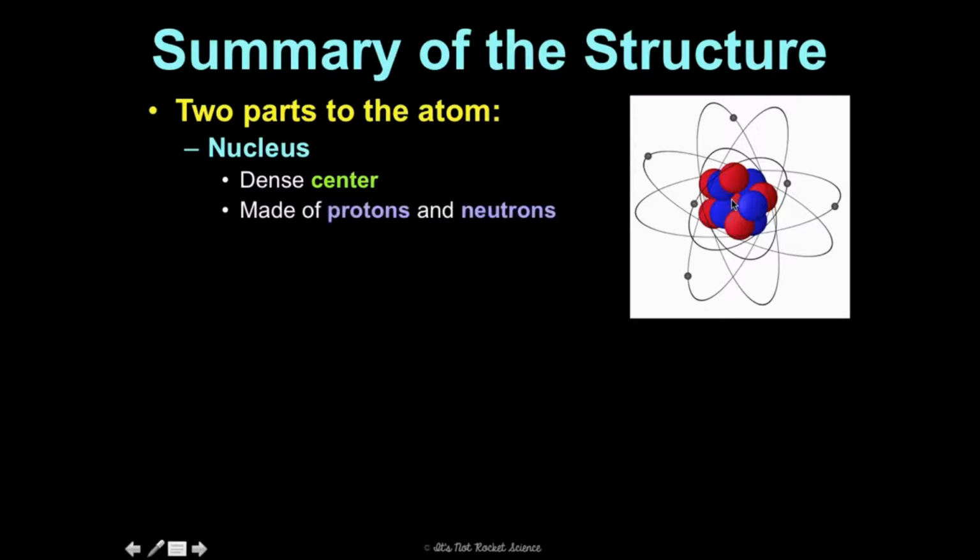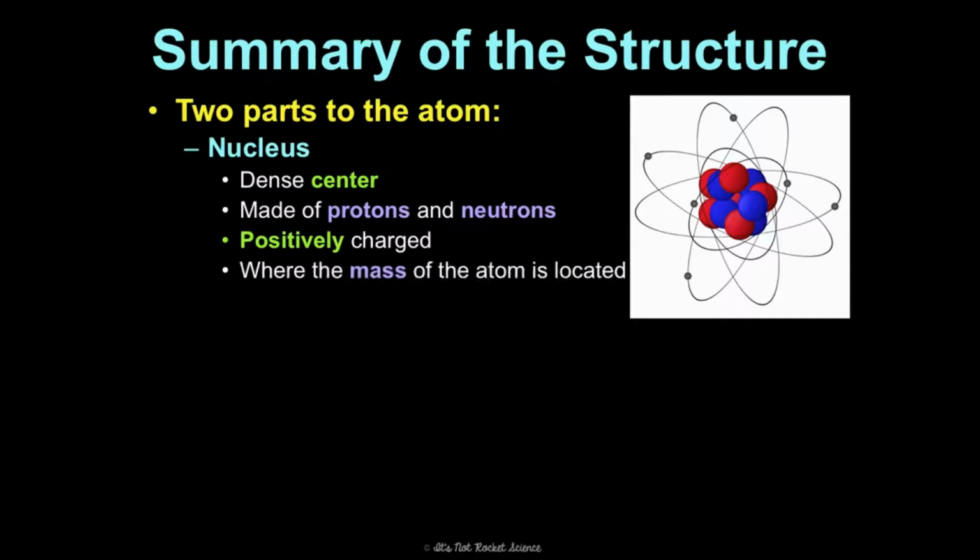It is made of two parts, protons and neutrons. It has an overall positive charge because of those protons. And it's very dense. Because it's so dense, that's where the mass of the atom is located. Pretty much all of the mass is in the center.